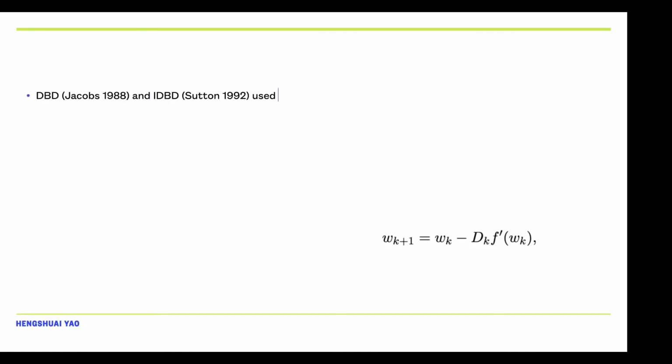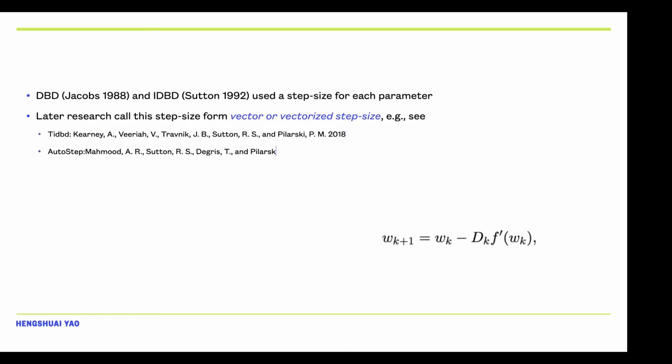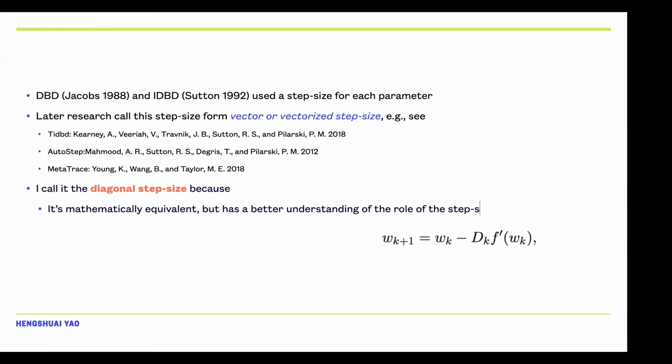Generic form. So DBD and EDBD use a step size for each parameter, and later research called this the vectorized step size. For example, see these 3 papers that extend EDBD to reinforcement learning. I call it the diagonal step size because it is mathematically equivalent, but it gives a better understanding of the rows of the step sizes.